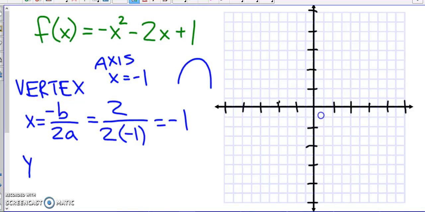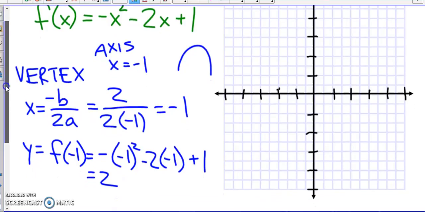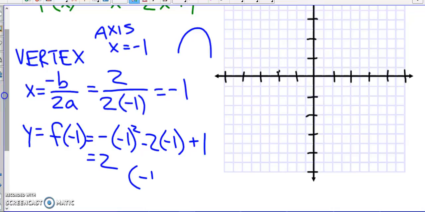But to get the y-coordinate, I plug in negative 1. So this is f of negative 1. So this is negative 1 squared minus 2 times negative 1 plus 1. That comes out to be 2. So the vertex is negative 1, 2, which would be right there.